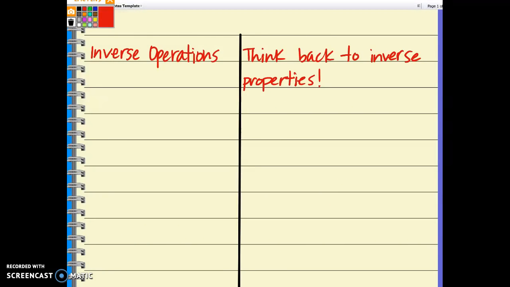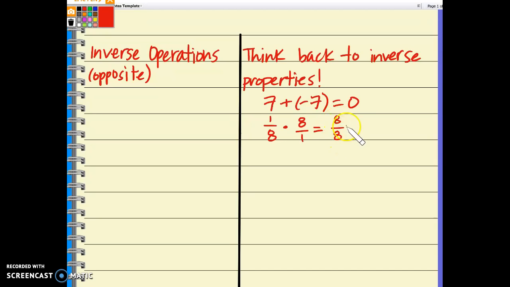To solve equations, we have to use inverse operations. If you think back to the last unit, we talked about inverse and we used the word reverse. Inverse just means opposite. Under inverse, I'll write the word opposite in parentheses. So for instance, if you think back to last unit, 7 plus negative 7 equals 0. Or if you have, let's say, 1 over 8 times 8 over 1, we flip the fraction over. That gives us 8 over 8, which equals 1.